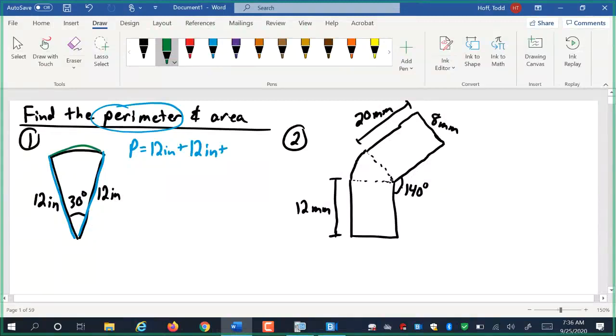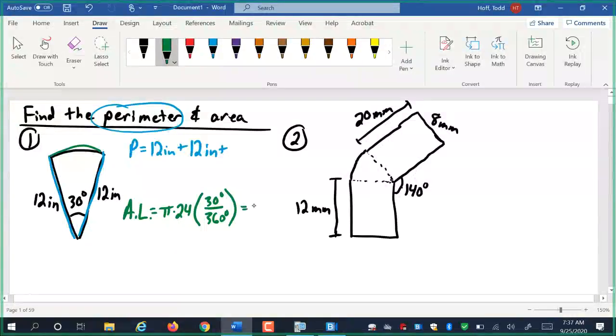So we need to find that arc length. To find that arc length, remember it's the circumference of the whole circle. So that would be pi times 24. Remember, it's pi times diameter. So we have to double that 12-inch radius to get a diameter of 24. That would be the circumference of the whole circle. So then to get the arc, we go times 30 degrees over 360 degrees, because 360 degrees would be the full circle, and we only have 30 out of those 360 degrees.